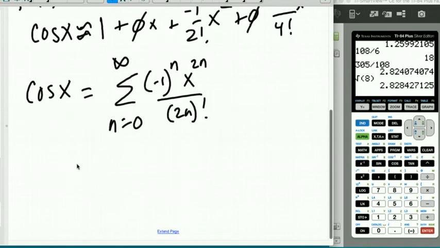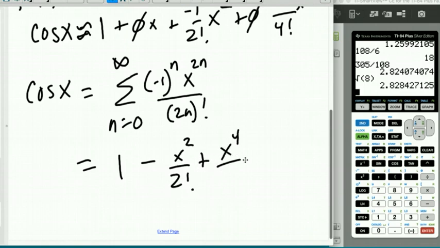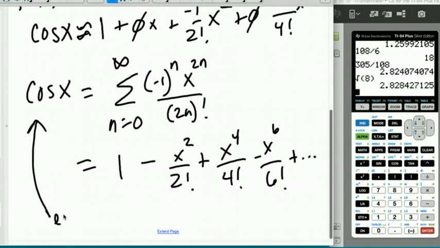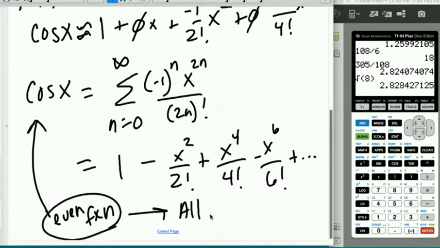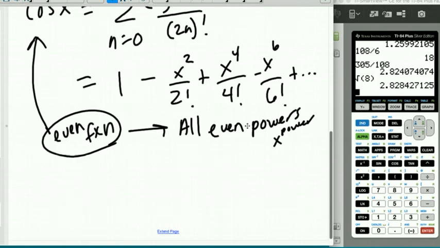Cosine is an even function, so it's going to look like this. Oh, sorry, minus. It's going to alternate signs. It's going to have all the even powers, dot dot dot. So it's not an accident that cosine is an even function, and it has all of the even powers, where it's x to the power over the power factorial. See how it's all the evens? Because even this is an x to the 0, and 0 is an even number. So it's not an accident.